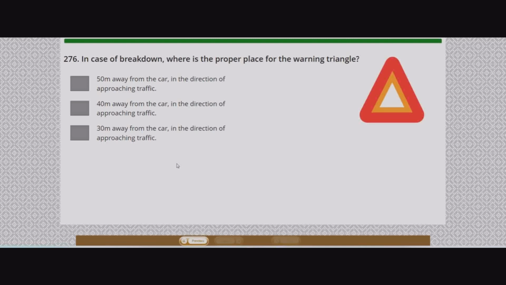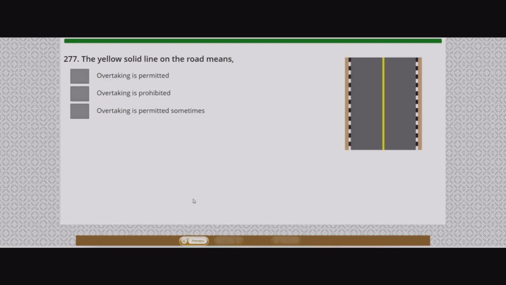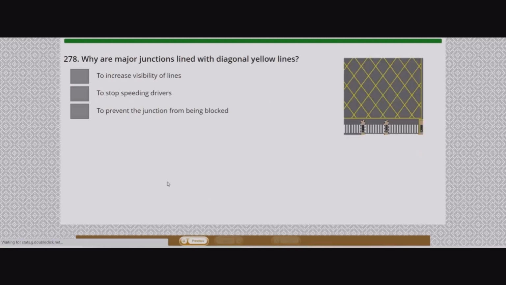In case of breakdown, where is the proper place for the warning triangle? 50 meters away from the car in the direction of approaching traffic. The yellow solid line on the road means overtaking is prohibited. Why are major junctions lined with the diagonal yellow lines? To prevent the junction from being blocked.